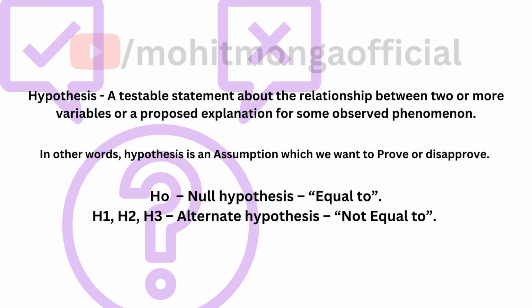Hypothesis is a testable statement about the relationship between two or more variables or a proposed explanation for some observed phenomenon. In other words, hypothesis is an assumption which we want to prove or disprove. H0 is called null hypothesis, considered as equal to. H1, H2, H3 is called alternate hypothesis, considered as not equal to.